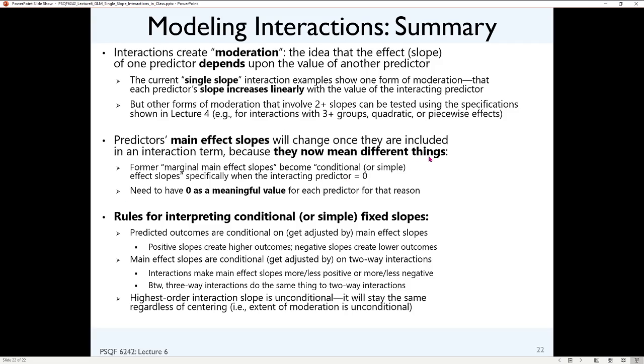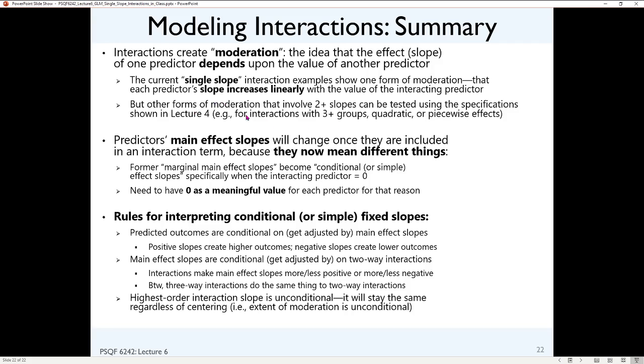So there's the big summary, the idea that we can test moderation, or the extent to which the effect of one predictor depends on the value of a moderating predictor. The particular form that I've showed you in this lecture and example uses only one interaction term because each of the variables used as predictors that are interacting, their slope is characterized by one slope. So we only need one interaction.